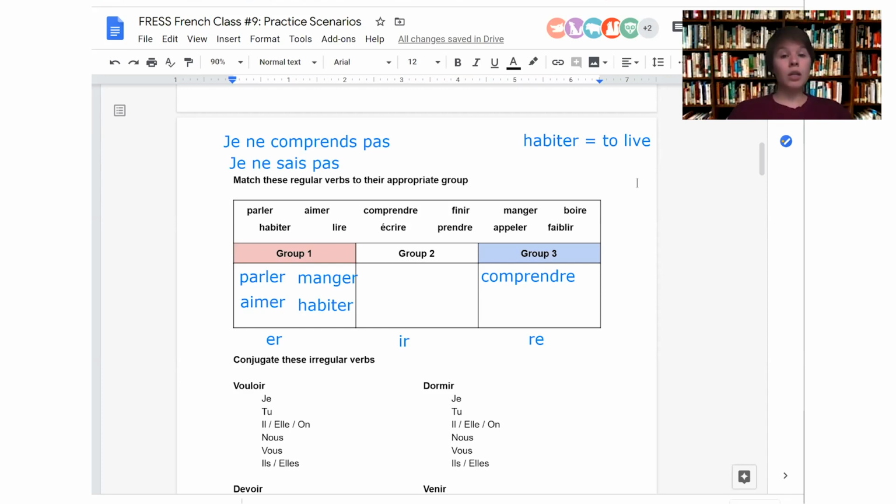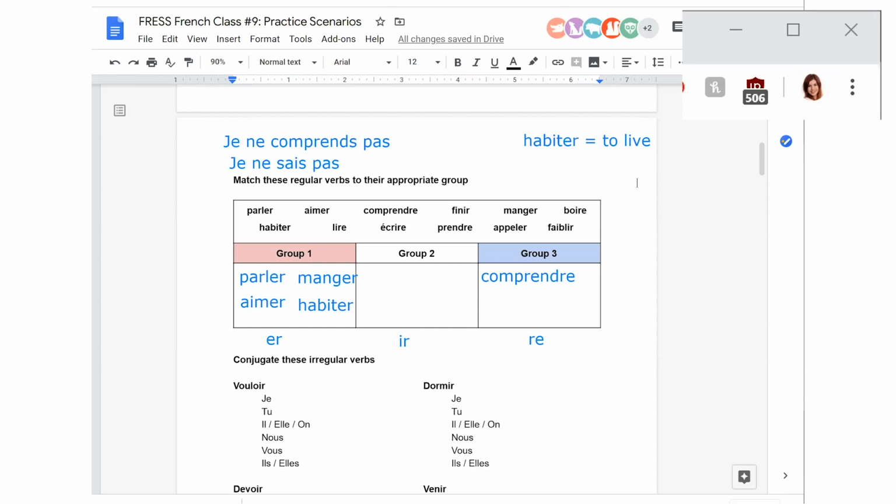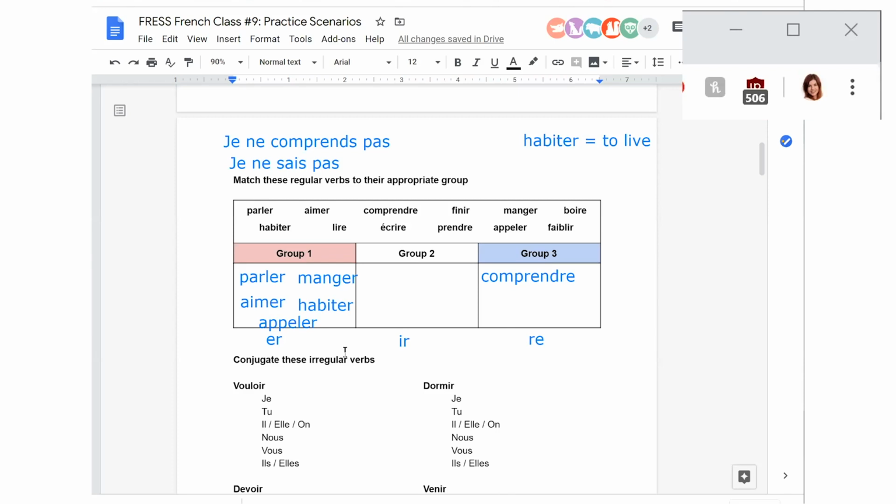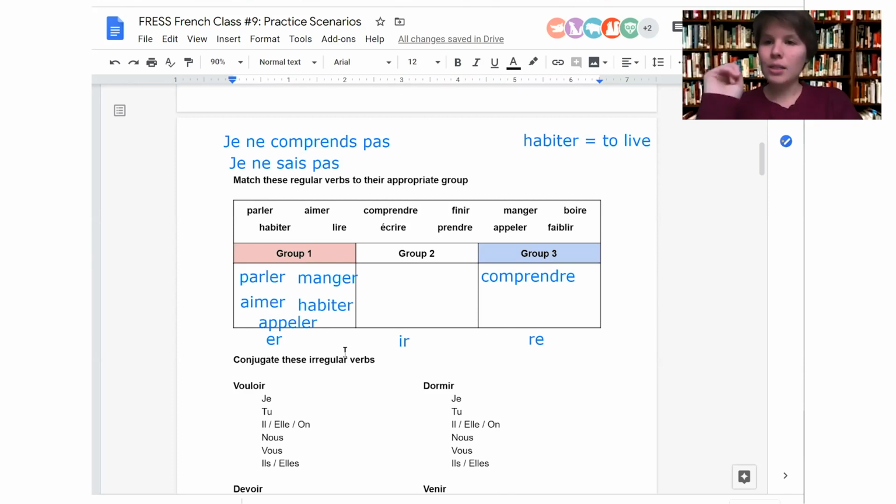So anyone else, guys? Group 1 is appeler. Yes. I think Lara, you touched on that one earlier. Oh, that's je m'appelle, isn't it? Yes, exactly. Je m'appelle. So that's the reason why it follows that same regular pattern. Even when it's the reflexive, the s'appeler is the same regular termination. Je m'appelle, tu t'appelles, il, elle, on s'appelle, nous nous appelons, vous vous appelez, ils, elles s'appellent. Yeah, it's the regular termination for all those.